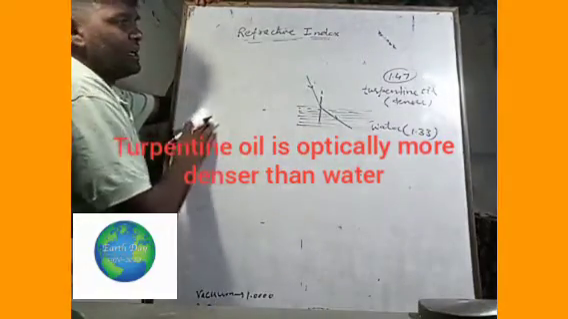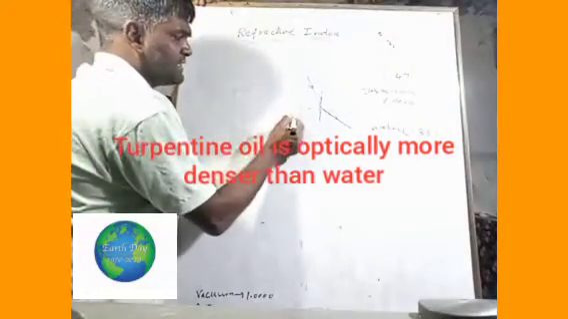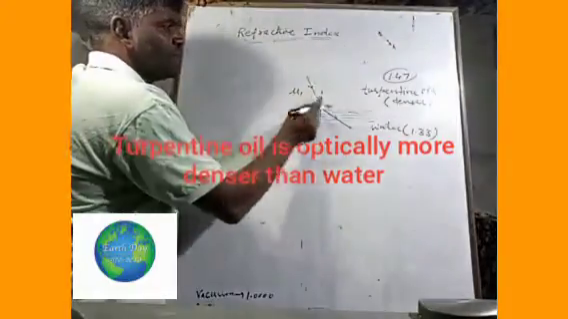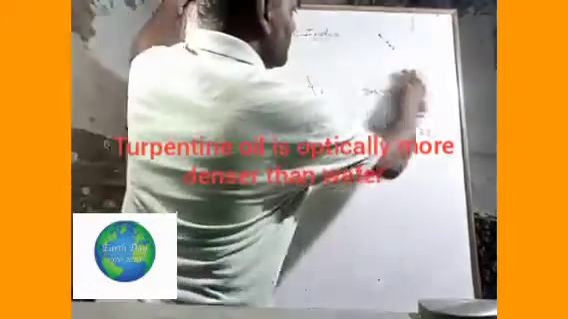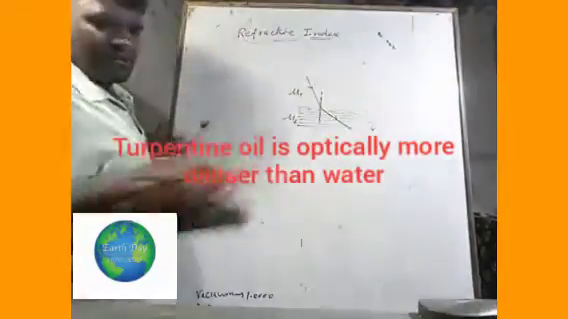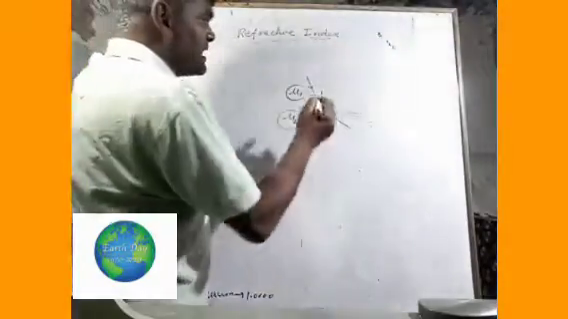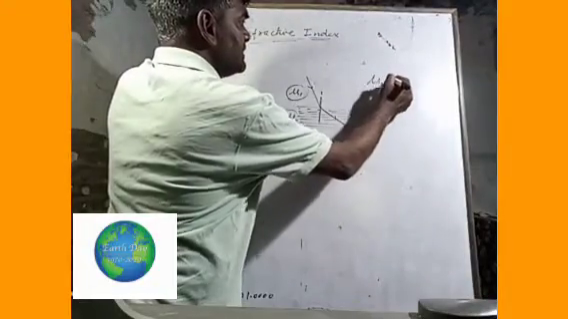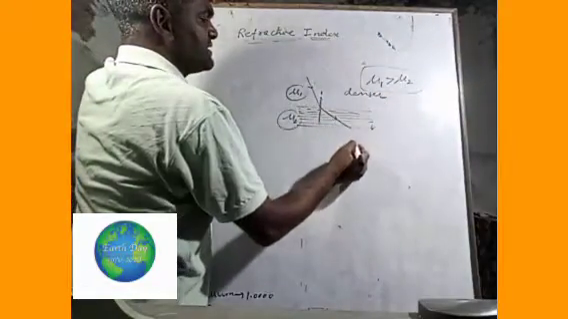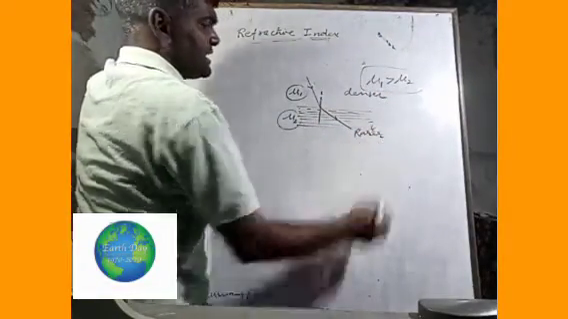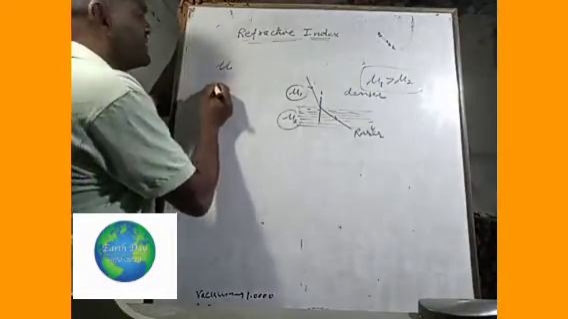Hence if you need to calculate the refractive index of water, which is here, let it be mu2. Let us say we have two mediums. The first medium has refractive index mu1, the second has refractive index mu2, such that mu1 is greater than mu2, meaning the first medium is the denser medium and the second medium is the rarer medium. How can we calculate the refractive index here?